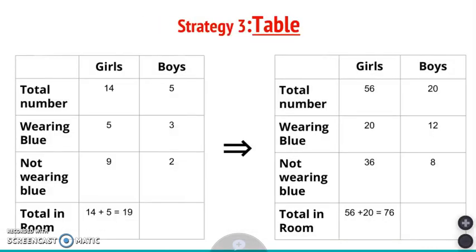So we can enter that there are 14 girls in total, 5 of them wearing blue, and there are 2 boys not in blue. Taking 5 from 14, we find there are 9 girls not in blue. We know that 8 are wearing blue in total, leaving 3 boys in blue and 5 boys in total. Adding the total number of girls and the total number of boys, we find the total number of kids in the class. Multiplying each of these numbers by 4 gives us the answer to the original problem.